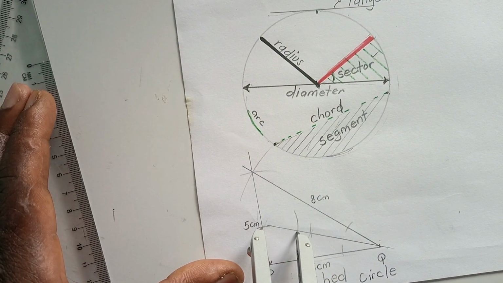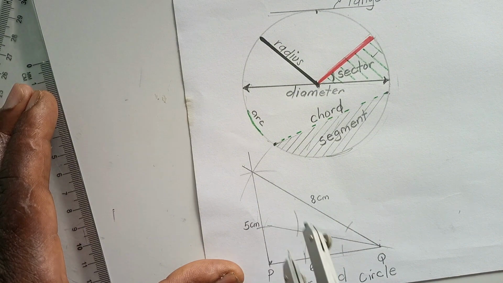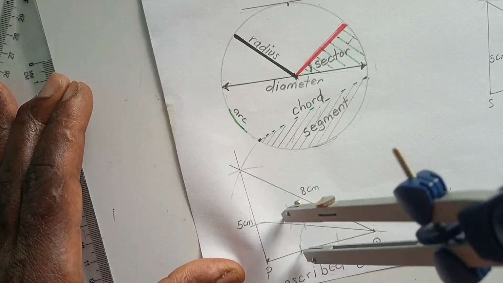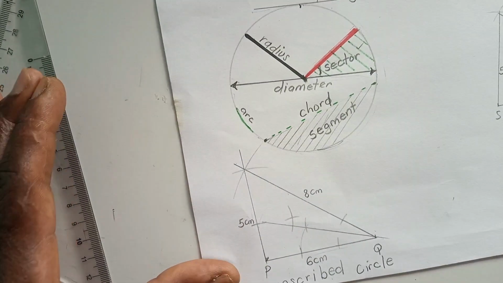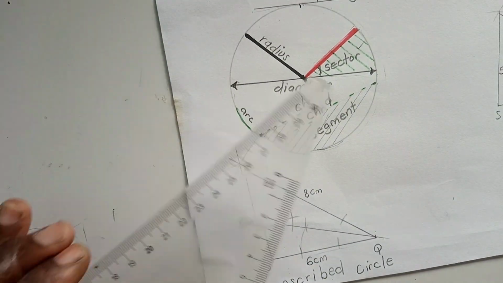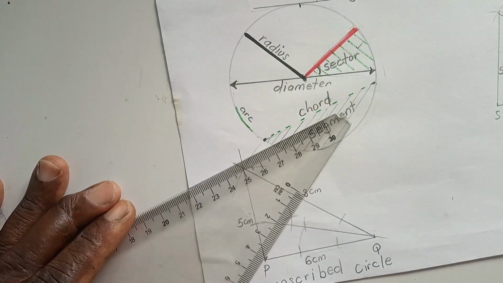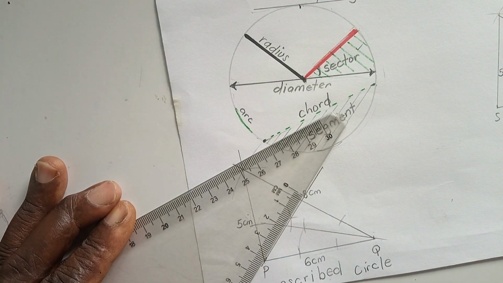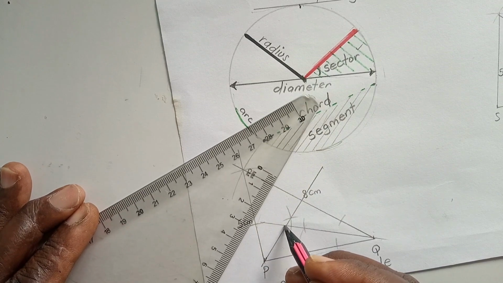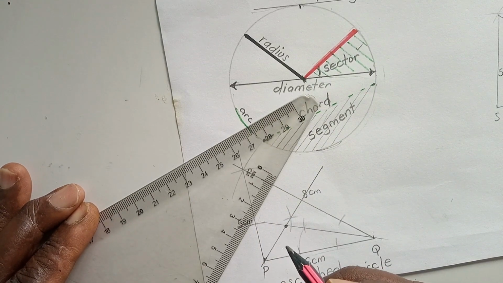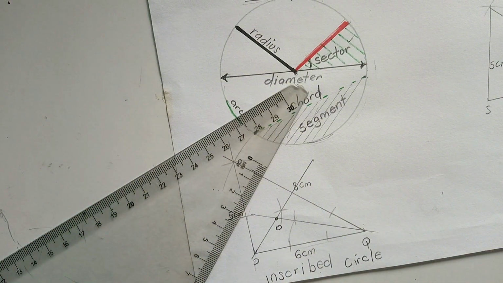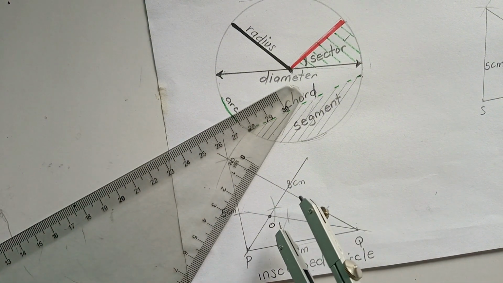I strike an arc there. I move to this point. I strike another arc again, and then I join the points. Join the points carefully like that. Now they are meeting at this point. This is our center now, O, and then I get my pair of compass.